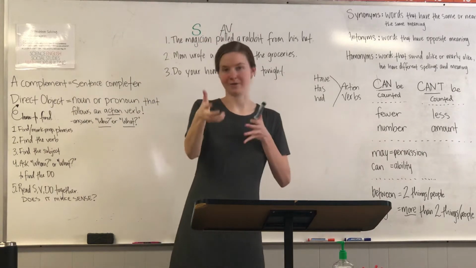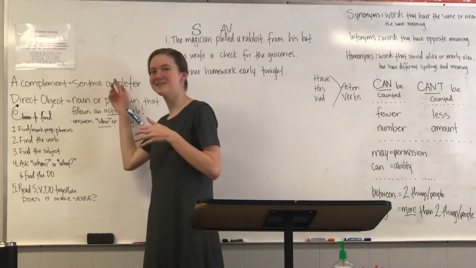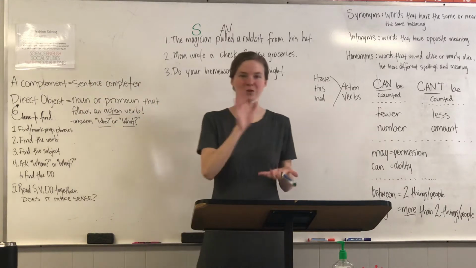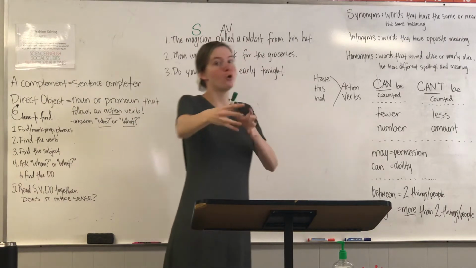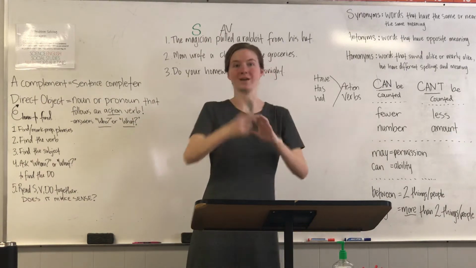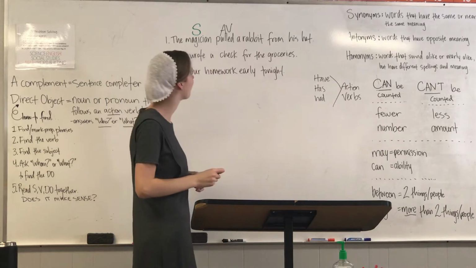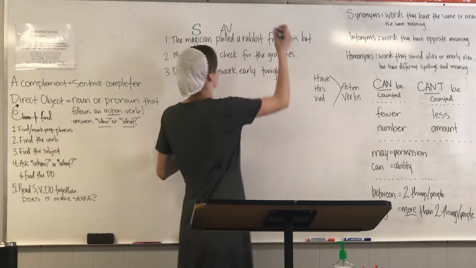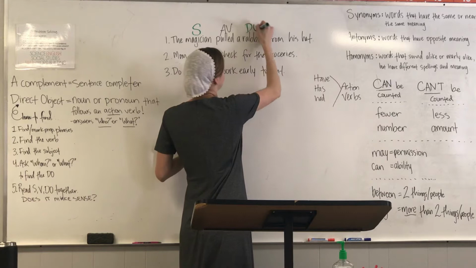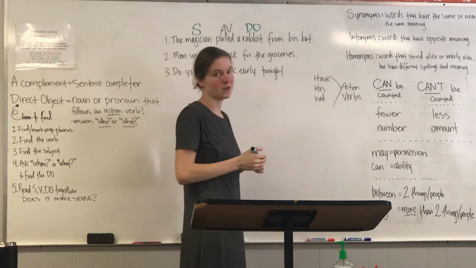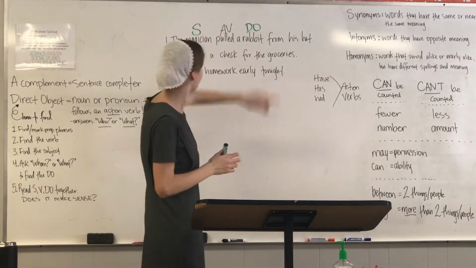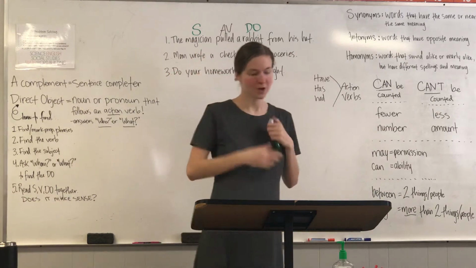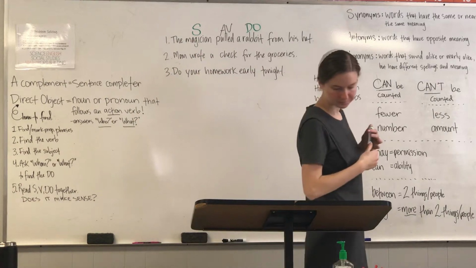Now to find your direct object, which is the sentence completer, you ask whom or what. The magician pulled whom or pulled what? What is your direct object? Your direct object is rabbit. It would not be from or hat or anything like that because rabbit answers the question whom or what.